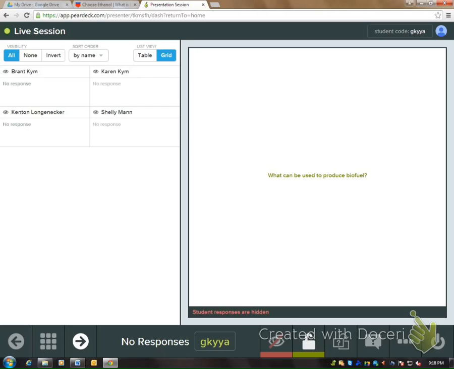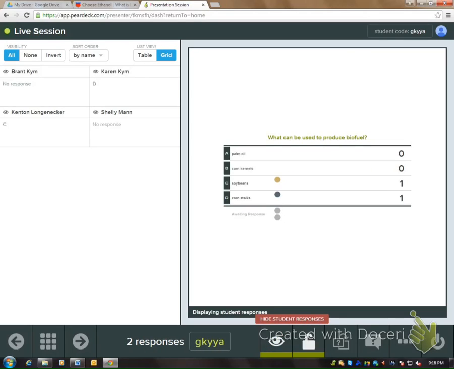So first question for the students, on the right side you can see the first question is an idea of what can you use to produce biofuels. So this is what the students have, and you can see their responses come in as they respond. On the left side I can see who has responded, that 2 students need to respond yet. Still waiting for 1 student to respond. Okay, so now you see other responses.